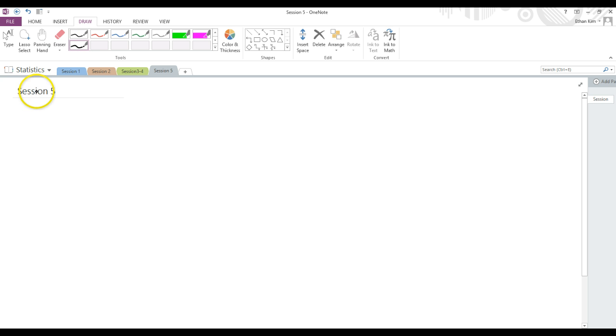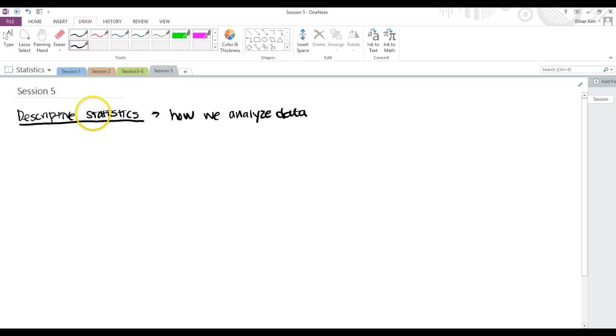So what we've been discussing so far is called descriptive statistics. These are the basics of statistics. This is how we analyze data, and we're gonna be continuing with this. So let's talk about how we describe this.